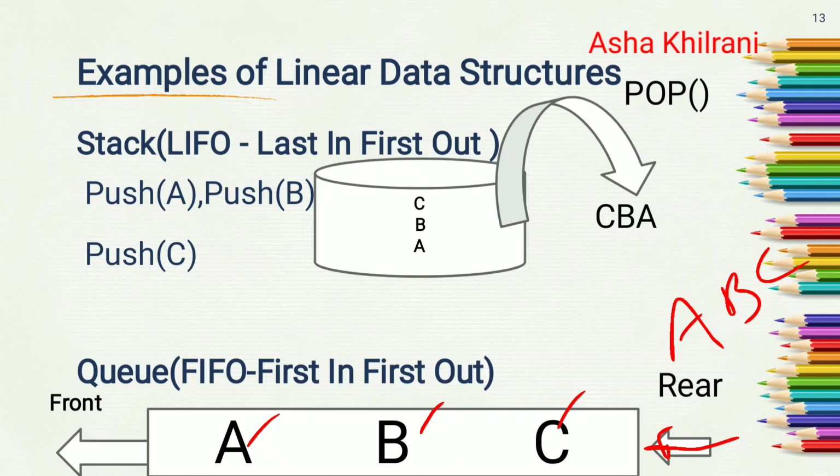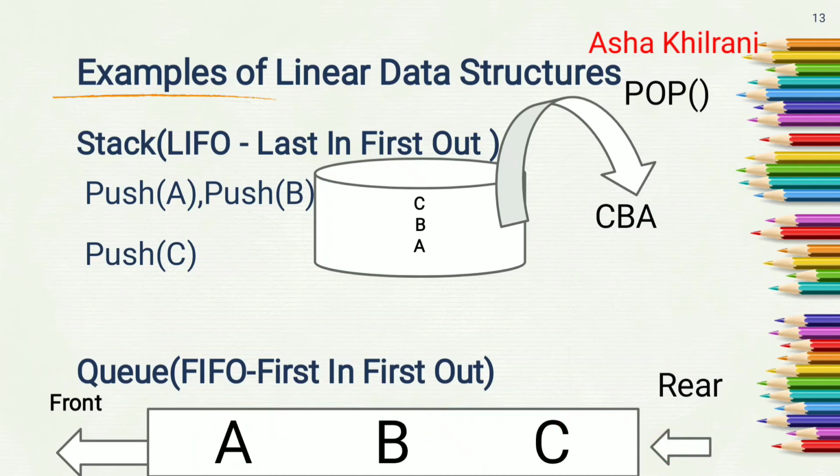When we perform the delete operation, it will be performed from the front position. So which element will be deleted or accessed first? A, then B, then C. The element which is inserted first will be deleted first or will be accessed first. That's why it is called first in first out.